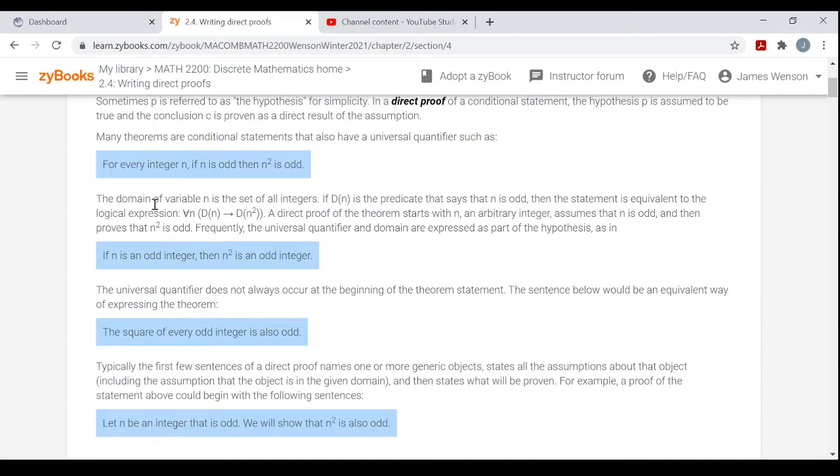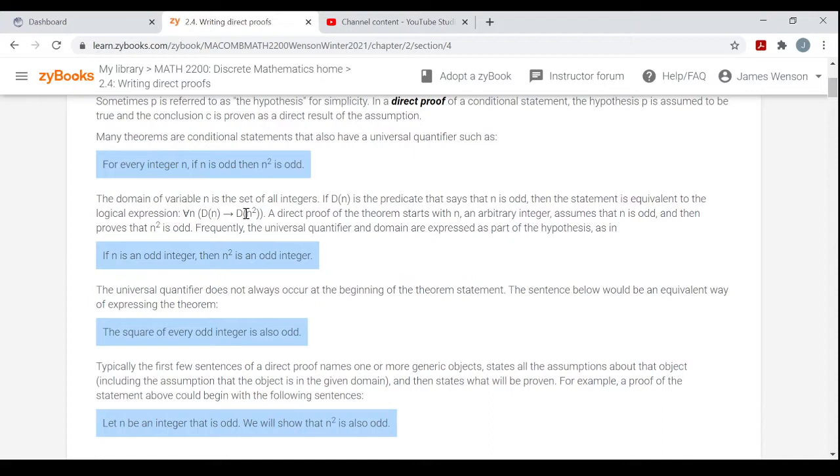So you have a domain, right? And every statement has a domain involved, right? What the statement is about. This is a statement about integers. So the domain of variable n here is the set of all integers. And then you have, remember, predicates from chapter 1. D of n is the predicate that says n is odd. Then the statement is equivalent to the logical expression, for every integer n, if n is odd, then n squared is odd. Right? D of n implies D of n squared.